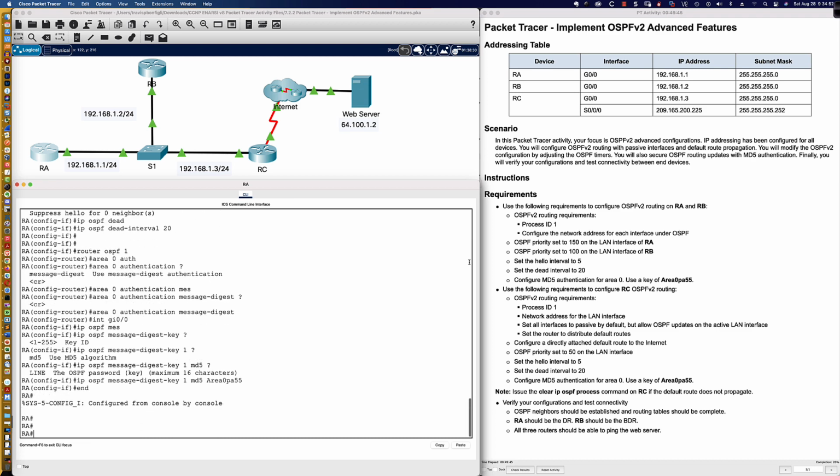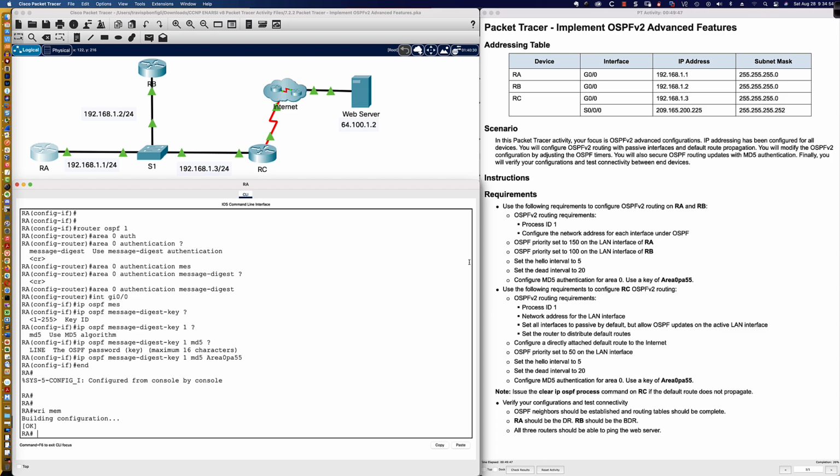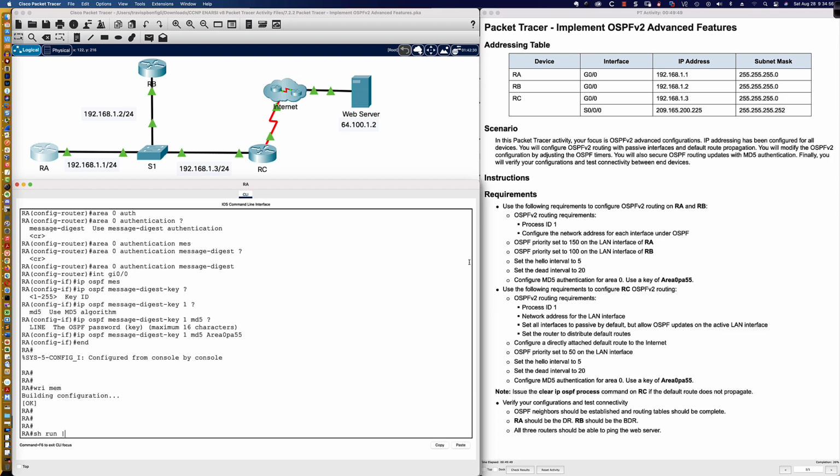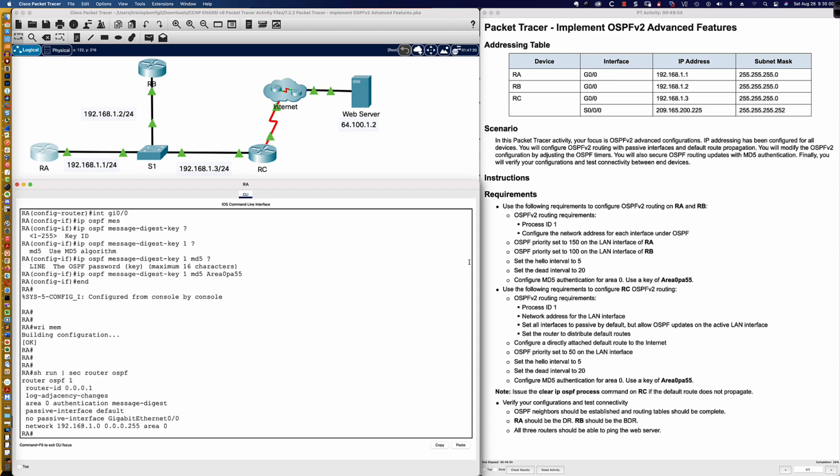Let's hit end and let's go ahead and say write mem. And now let's say show run, piped to section router ospf. And that is the OSPF configuration section right now, leveraging type 2 cryptographic authentication. But again, it's not encrypting the traffic. And again, like I said, we're going to see that.